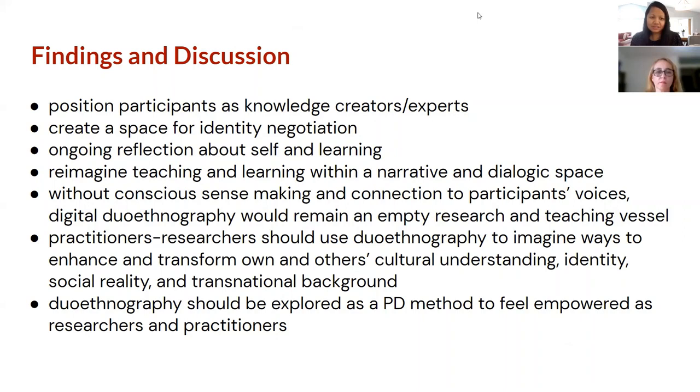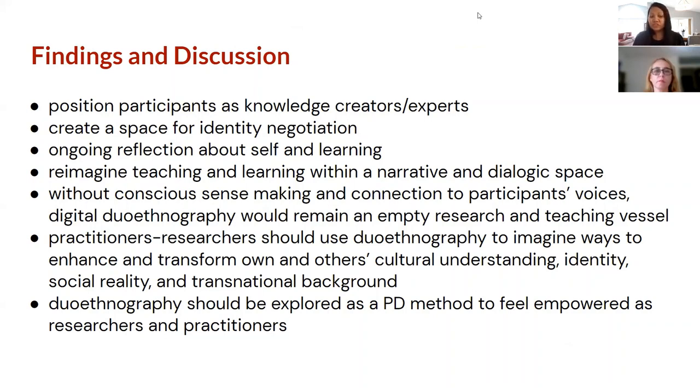Another finding is that without conscious sense making and connection to the participants' voices, we believe that digital duoethnography would remain an empty research and teaching vessel. So there has to be an opportunity to make that connection and to allow the participants to voice out their perceptions, what they believe, their experience, and their backgrounds.